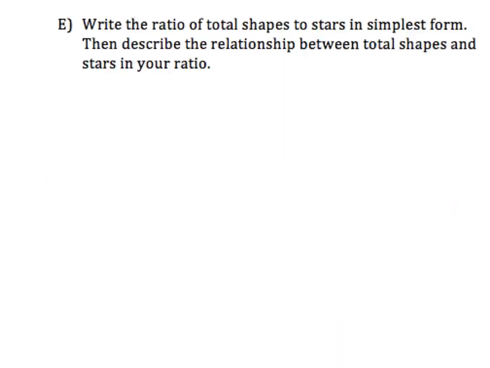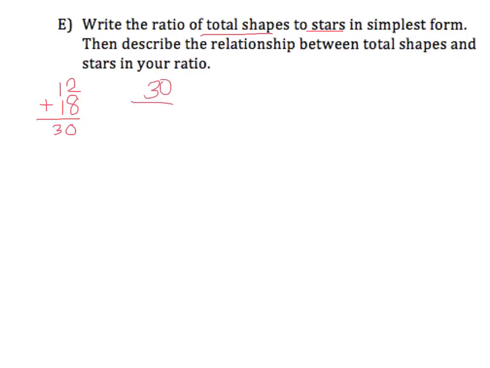All right, guys, last example. So we're going to use that same picture, but this time we're going to write a different type of ratio. We're going to write the ratio of total shapes to stars, but again, we're going to write it in simplest form. Now, you don't need to go and count all those shapes again. If you remember back from example D, that picture had 12 stars and 18 circles. If we add those together, we're going to have total shapes. So that means there are 30 total shapes.